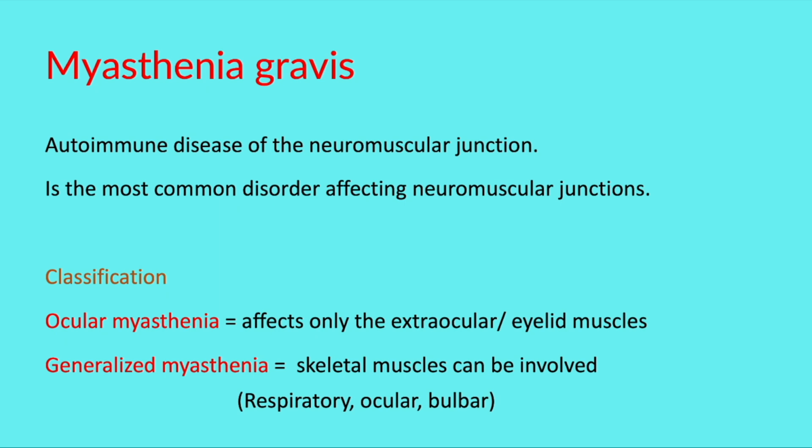It is the most common disorder which affects the neuromuscular junction, because there are other disorders as well which are not autoimmune, such as Lambert-Eaton syndrome, which is a paraneoplastic syndrome of non-small cell lung carcinoma.